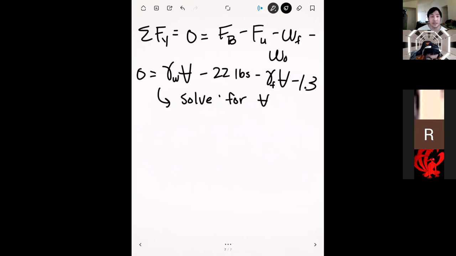And so now that we have this expression, we can solve for the volume. So let's go ahead and do that. If we move 22 and 1.3 to the other side, we have 23.3 pounds is equal to the volume. I'm just going to combine these guys together. So we have gamma water minus gamma foam.